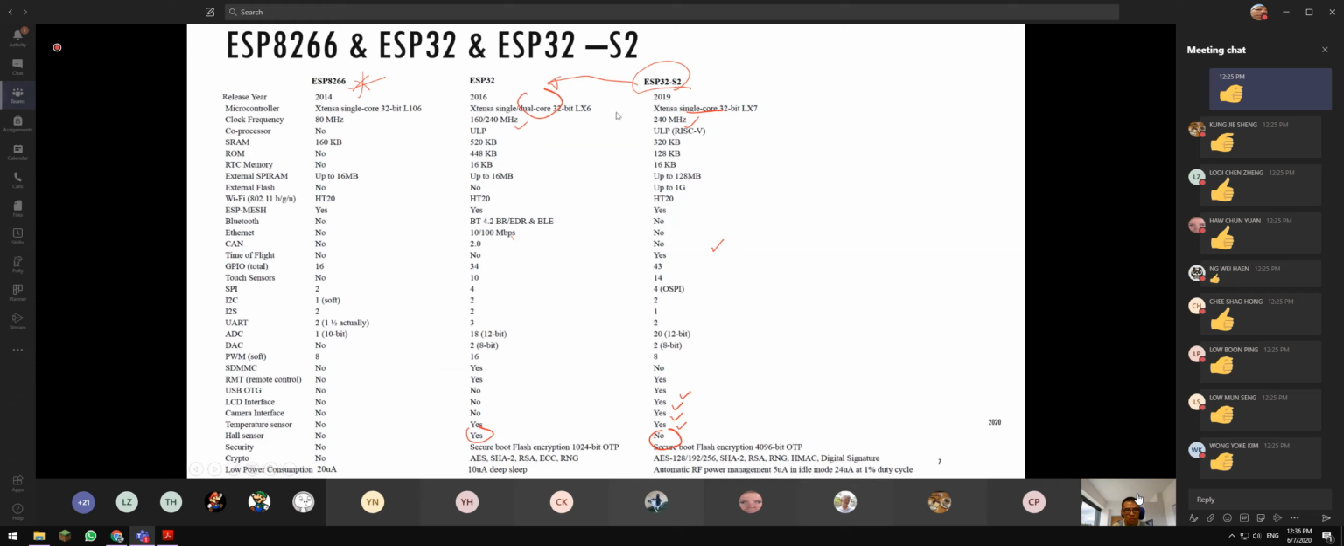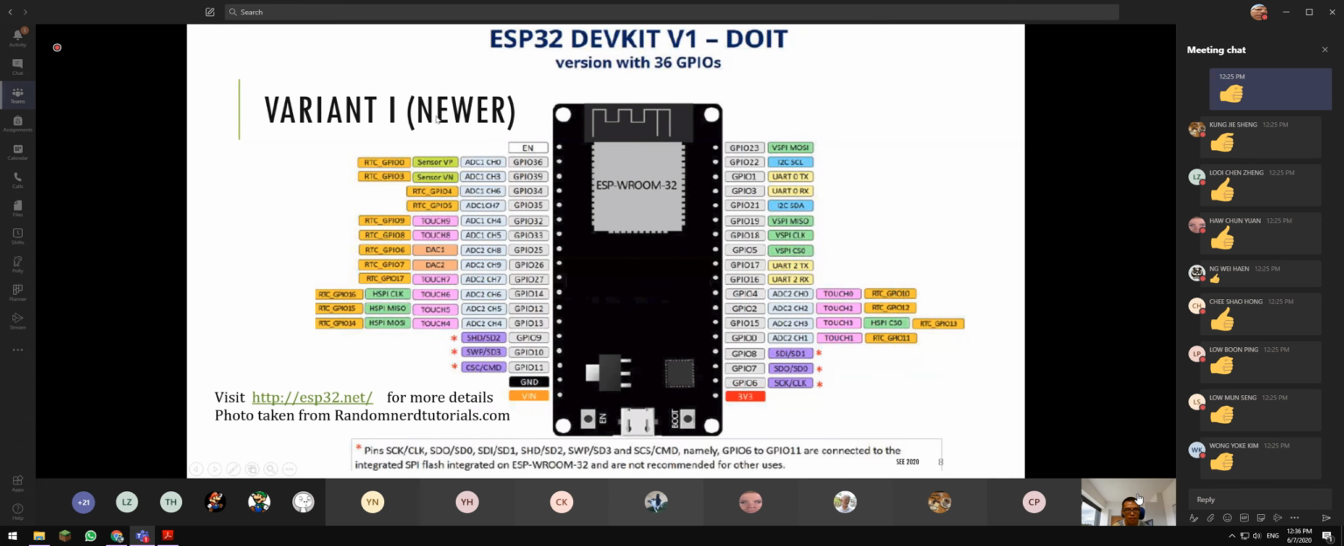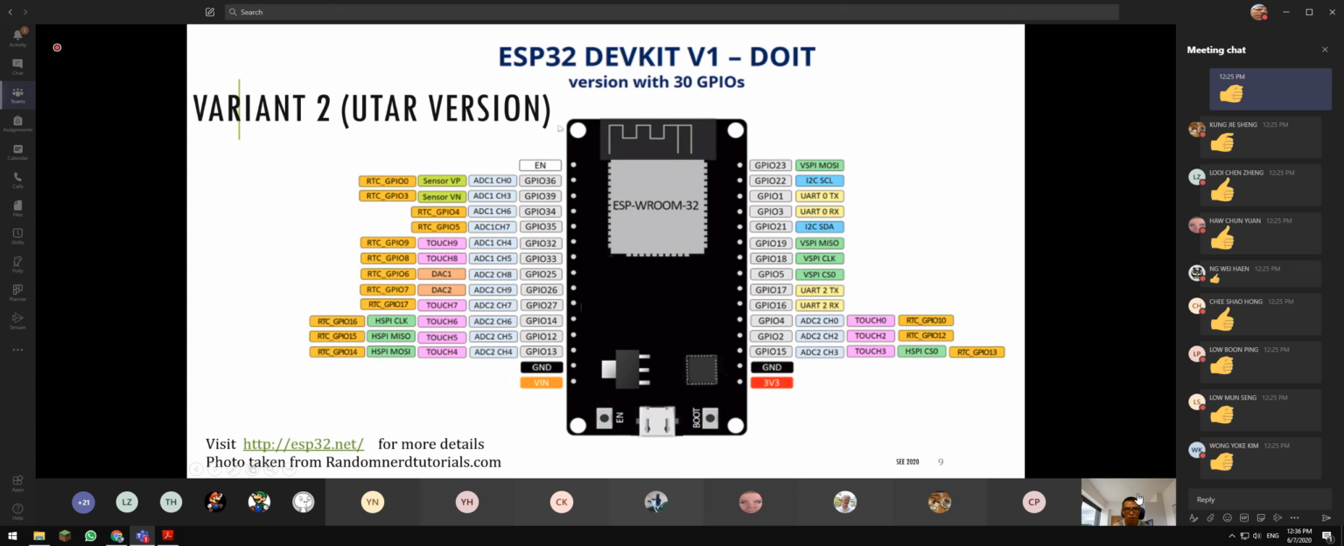Okay, so it became more and more popular basically, and then of course, I believe that they have high potential to penetrate through to the industrial market. Okay, so here is the one we are using, if I'm not mistaken, the newer version of an ESP32 development kit. Okay, there are a few versions.